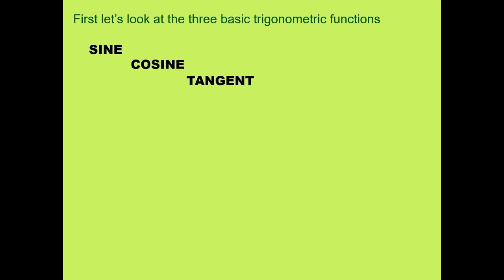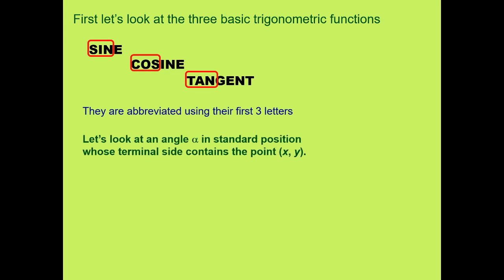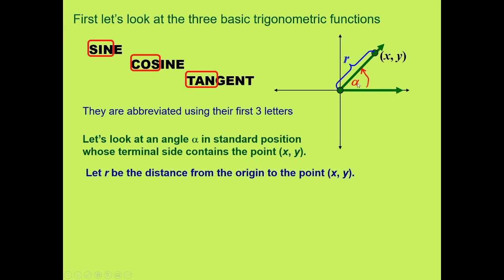Let's take a look at the three basic trigonometric functions, which are sine, cosine, and tangent. They are abbreviated using three letters: sin, cos, and tan. Now, let's take a look at an angle alpha in standard position whose terminal side contains the point x, y. Remember that the representation of angles can be theta, alpha, beta, omega, etc. So this is the point x, y again, and we also have r, which is the distance from the origin to the point x, y.